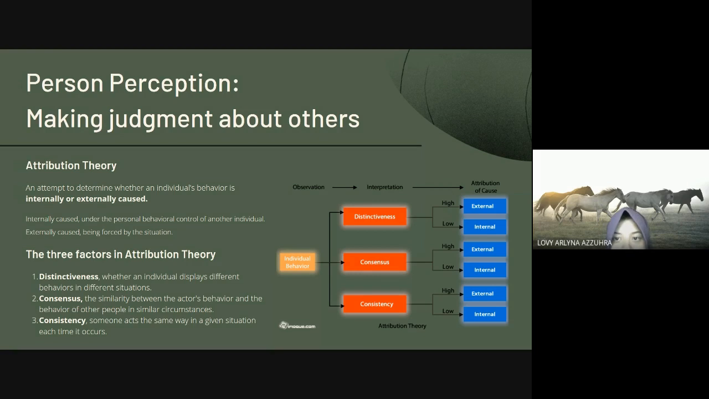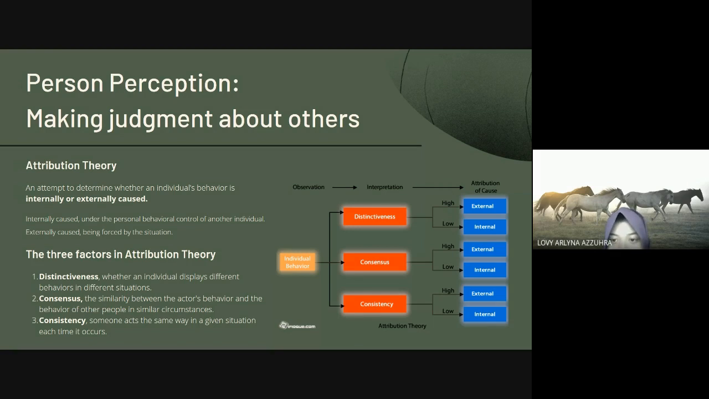Now we're talking about attribution theory. What is attribution theory? It is an attempt to determine whether an individual's behavior is internally or externally caused. Attribution theory suggests that when we observe an individual's behavior, we attempt to determine whether it was internally or externally caused. It depends on these three factors. The first one is distinctiveness, the second one is consensus, and the third one is consistency.